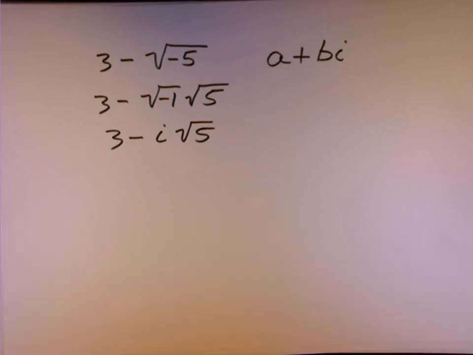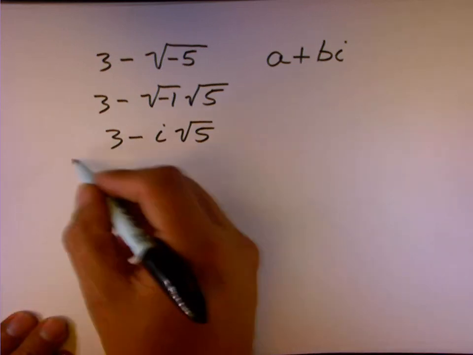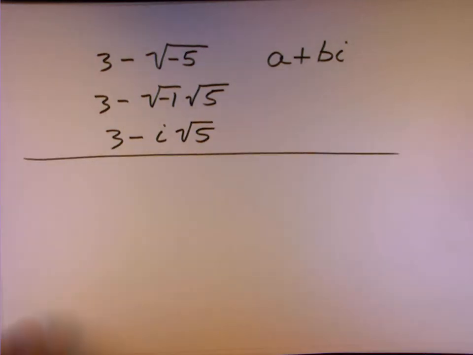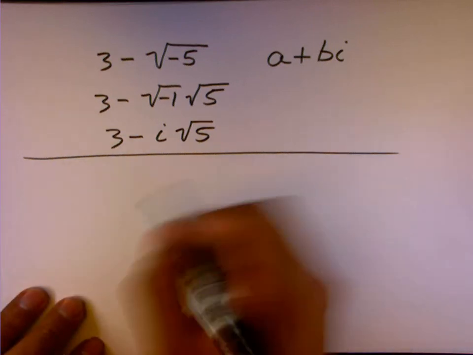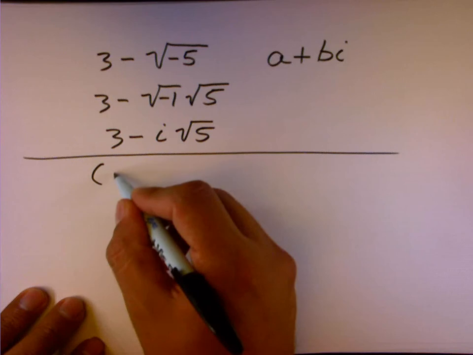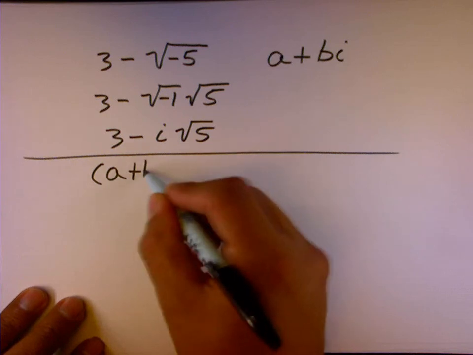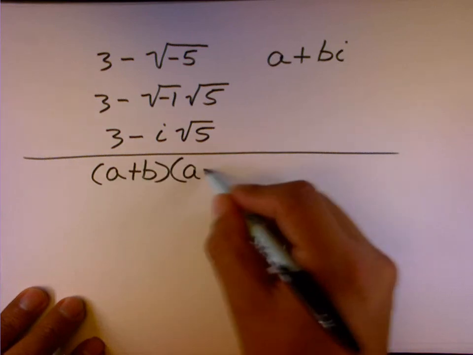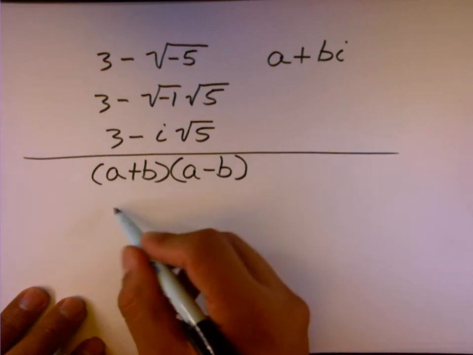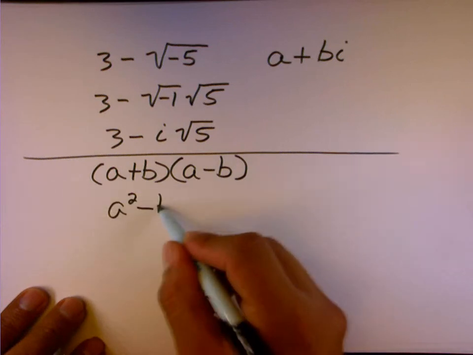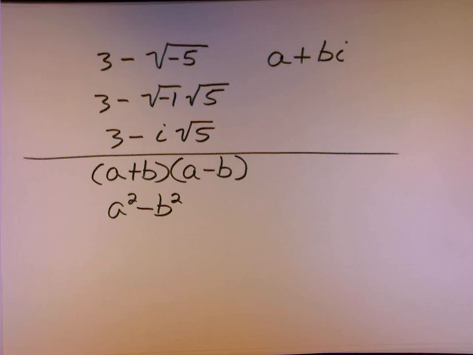Now, let's see. One more example, and that is how to remove imaginary numbers from a denominator. Basically, what we're going to use is this principle here, and that is the difference of perfect squares. In intermediate algebra, you went over that this property gives you a squared minus b squared when we FOIL that out.